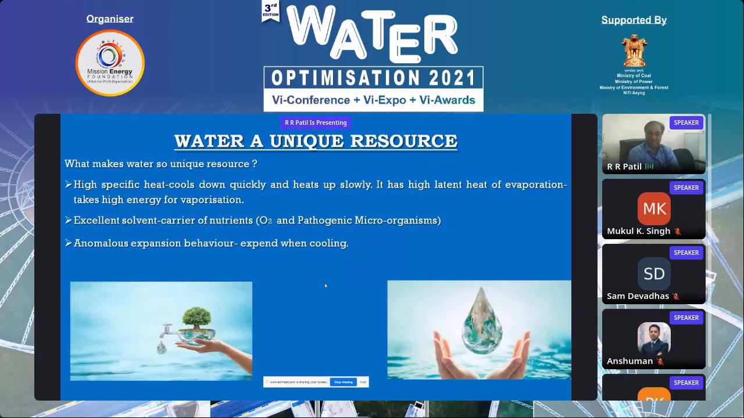Next slide is, water is a unique resource. Because water acts as a coolant, it can carry a large amount of heat per unit volume, and it is an excellent carrier of nutrients.